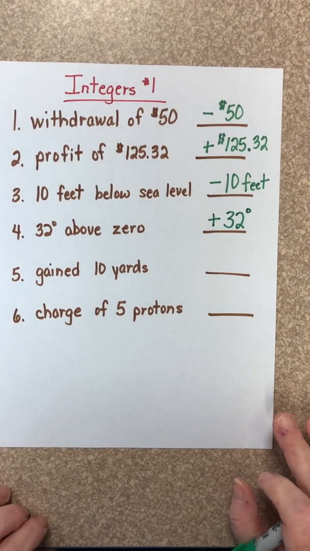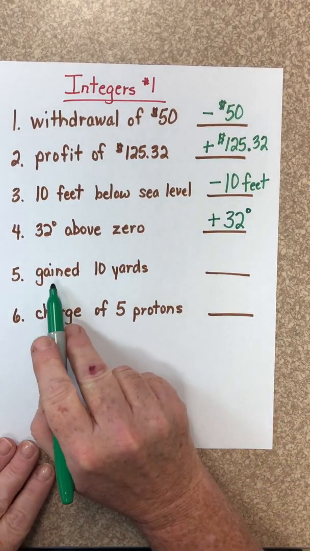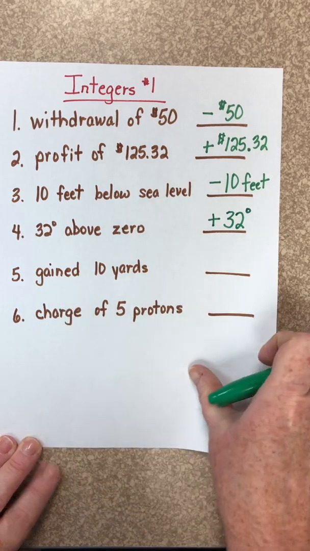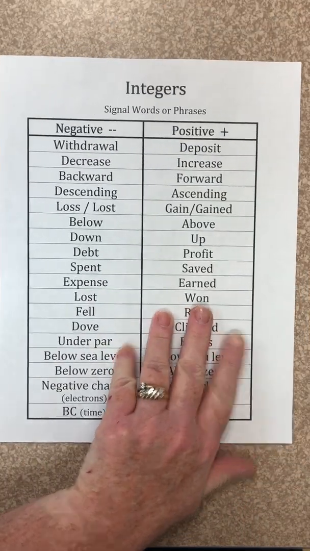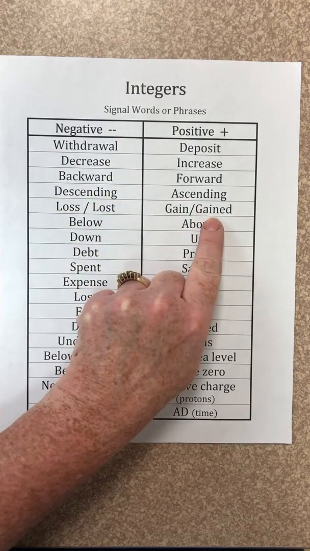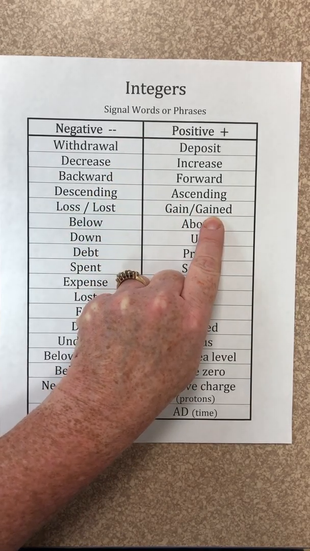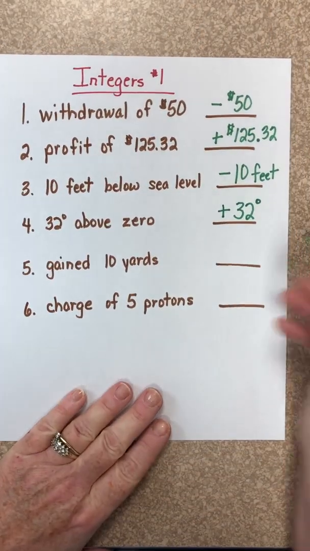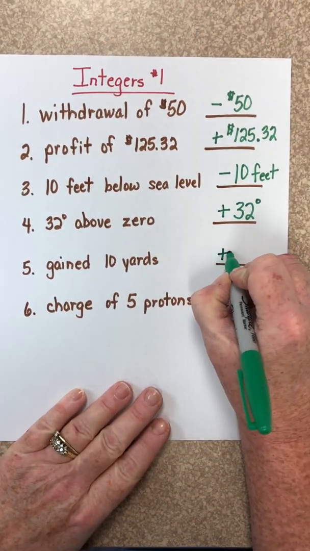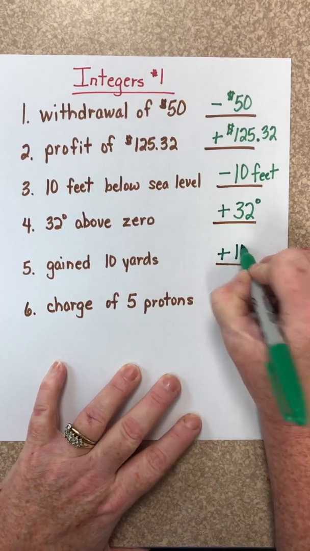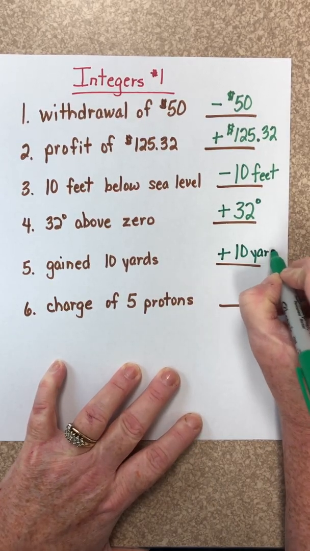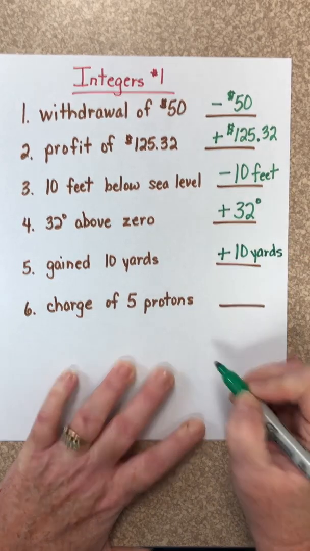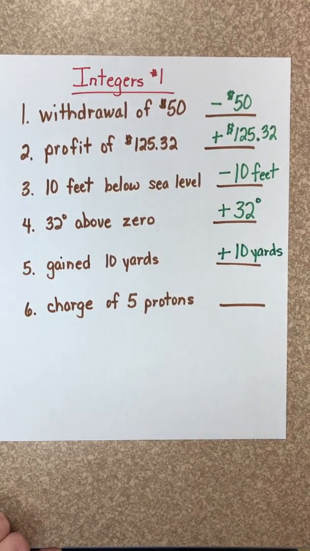Next is gained 10 yards. So our key word is gained. So let's look for that using this table. Gained. Gained is right here. And notice it's in the positive column. So we're going to use a plus to represent the word gained. 10 yards. And last is 6, charge of 5 protons.